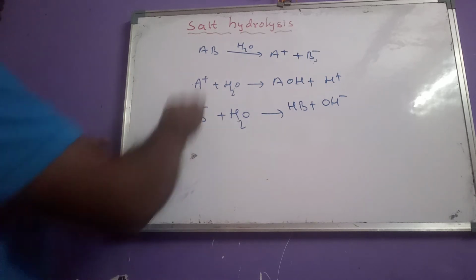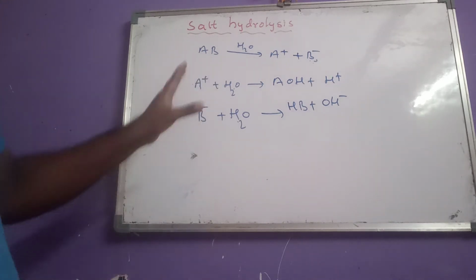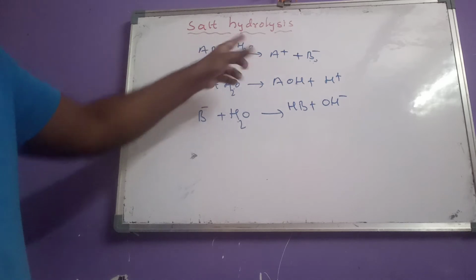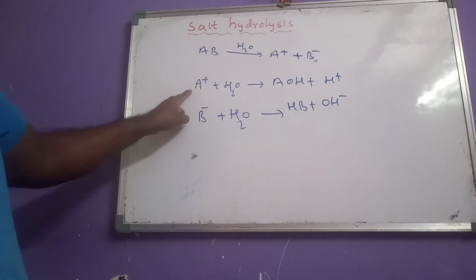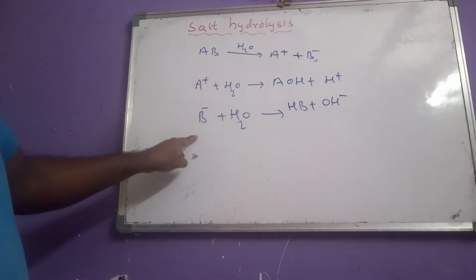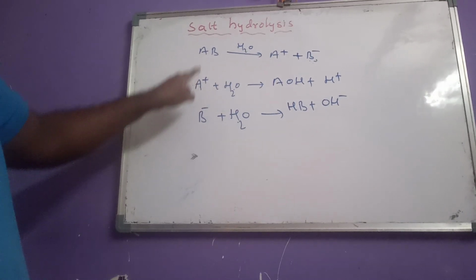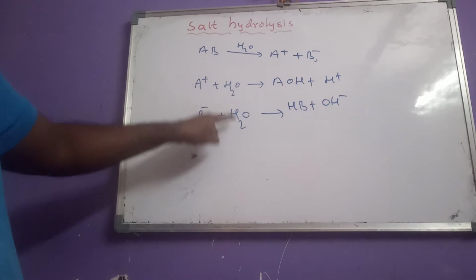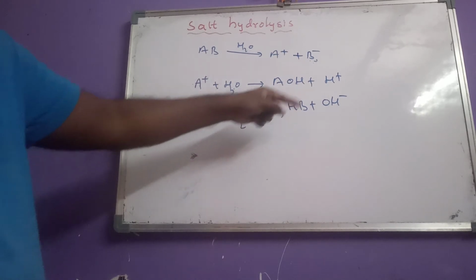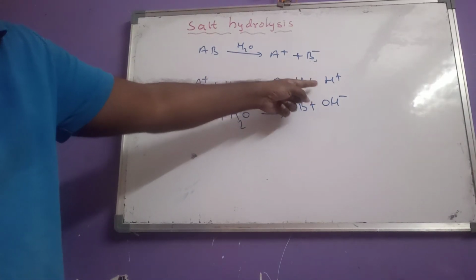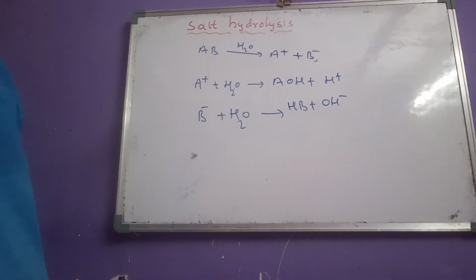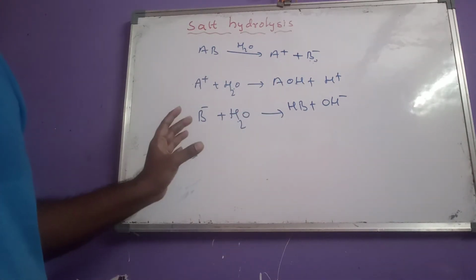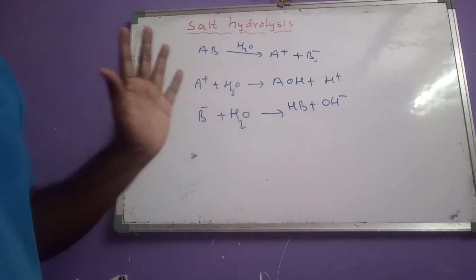Okay. Now, what is the definition? Let us see here. What is the definition of salt hydrolysis? The reaction of either cation or anion or both of a salt with water to give H plus or OH minus or both the ions is known as salt hydrolysis.